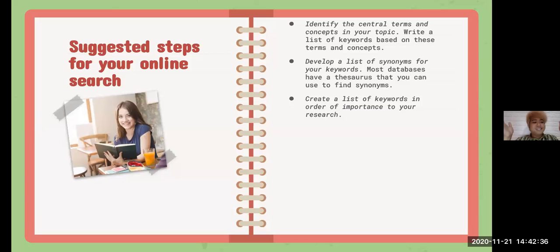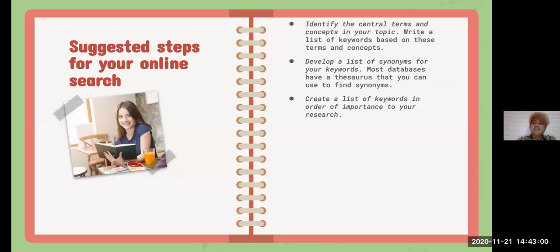Develop a list of synonyms. So, sometimes, hindi lumalabas yung exactong word. So, natural, hindi mag-hit yun, ano? Hindi siya lalabas. So, alamin mo din yung mga synonyms niya, ano pa yung other terms na ginagamit dun sa keywords na yun, so that, even if it is not the exact word, at least alam mo pa rin yung synonyms, kapag tinype mo siya, lalabas siya. Okay? Most databases have thesaurus that you can use to find synonyms.